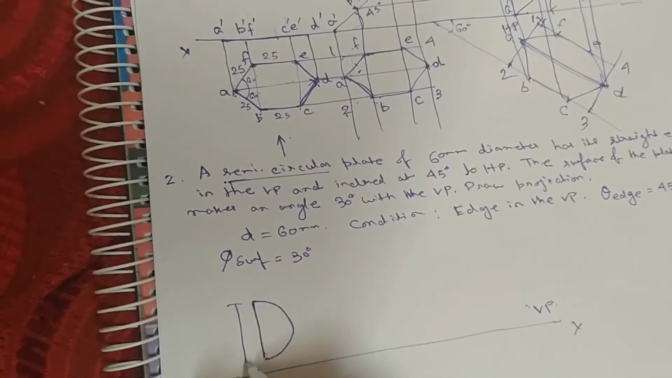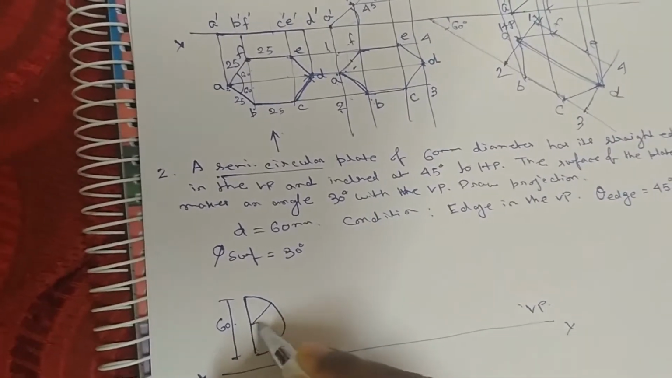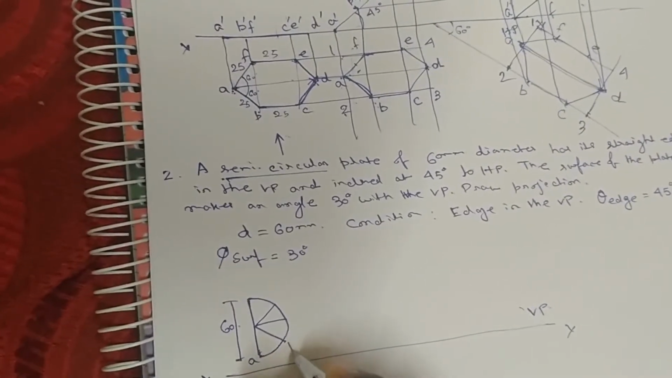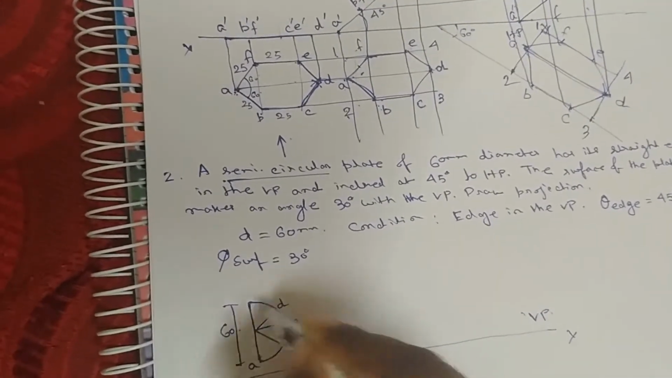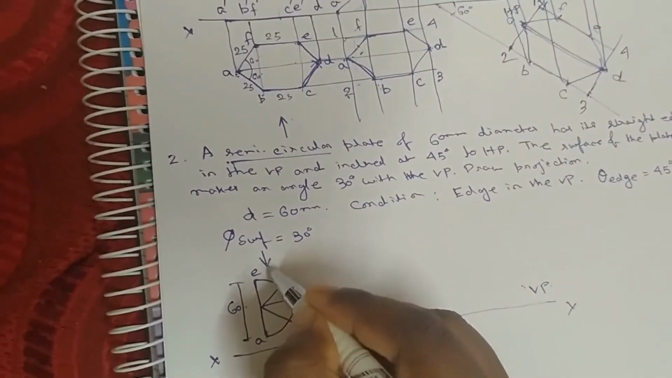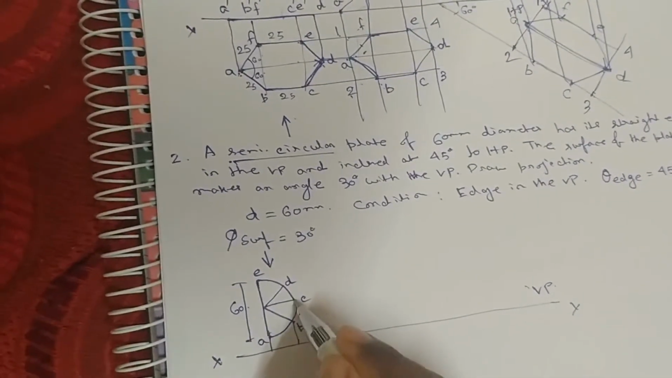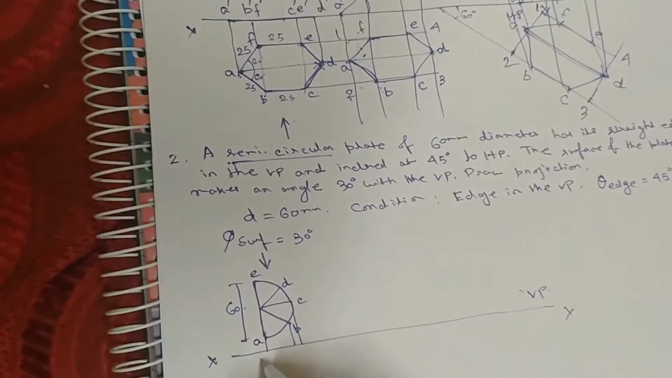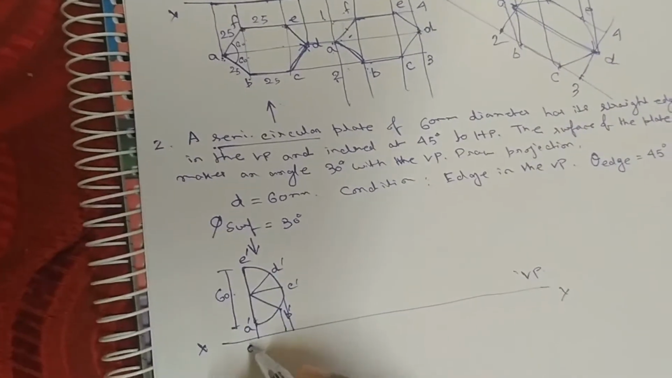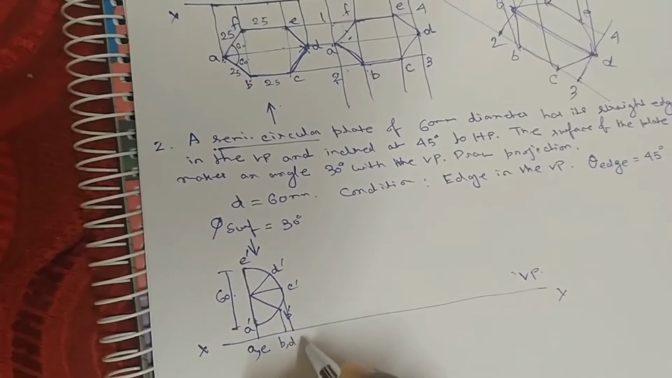So this is our 60. We are going to divide it like that and making this point A, B, C, D, E. And if we are going to see from top, each and every point we are going to extend. This is actually A dash, B dash, C dash, and this point is AE, B, D and C.